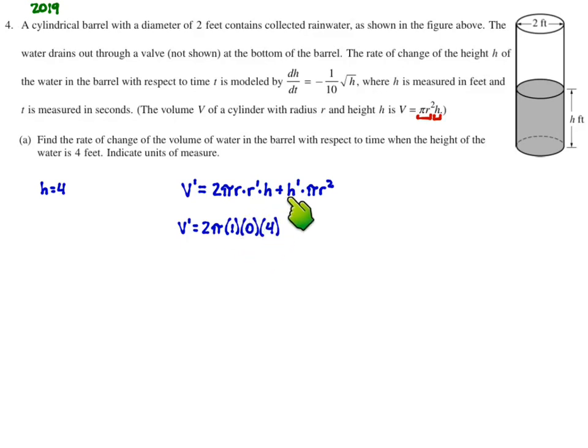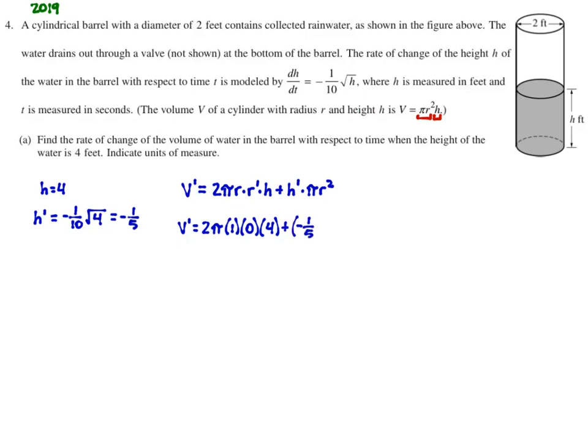And then h prime, well, how do I find h prime? h prime is the rate of change of the height with respect to time. Well, that was given here, dh/dt. So I'm going to go ahead and use this differential equation to figure out the derivative of h at the time when h equals 4. So that's going to be negative 1/10 times root 4, because I just plugged in 4 for the height here, and then that simplifies to negative 1/5.